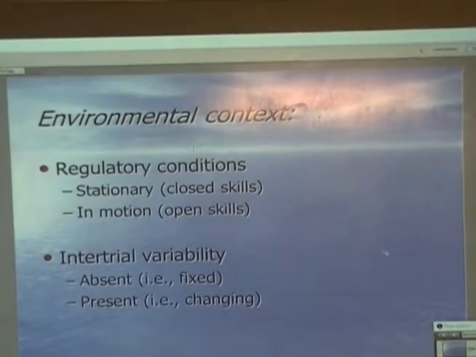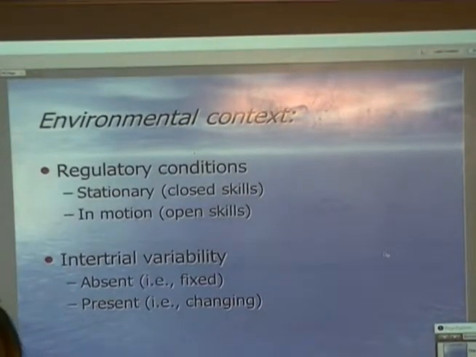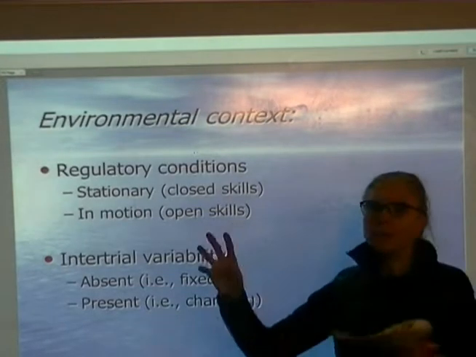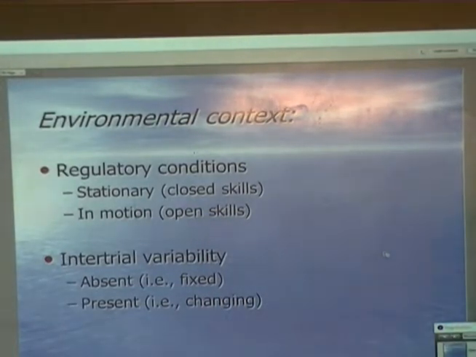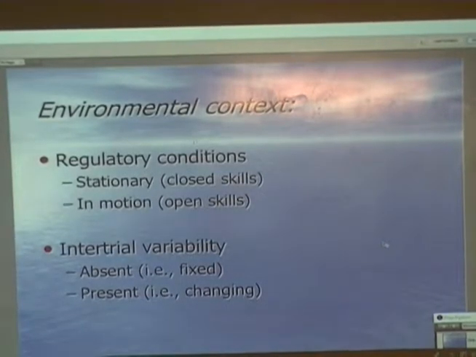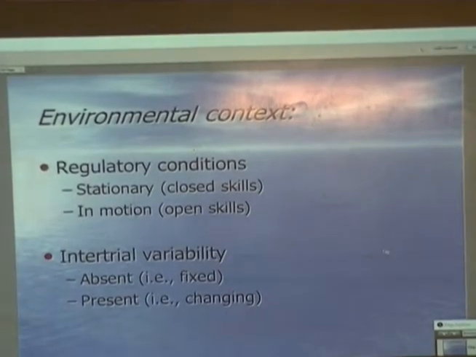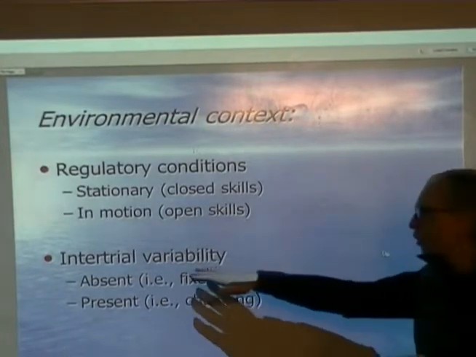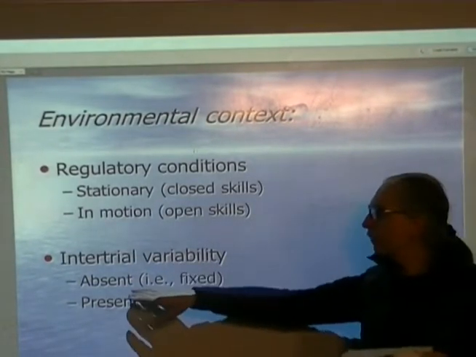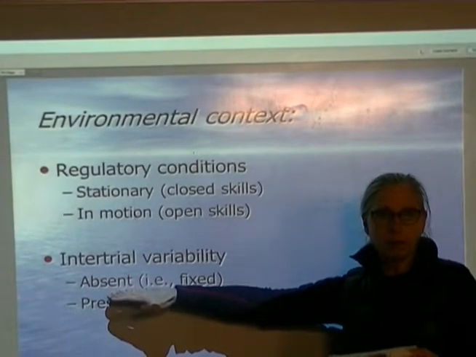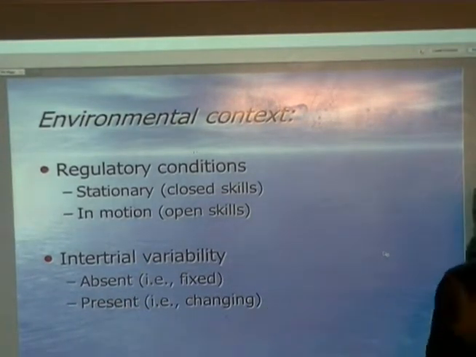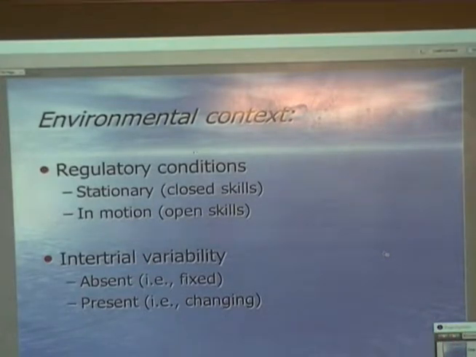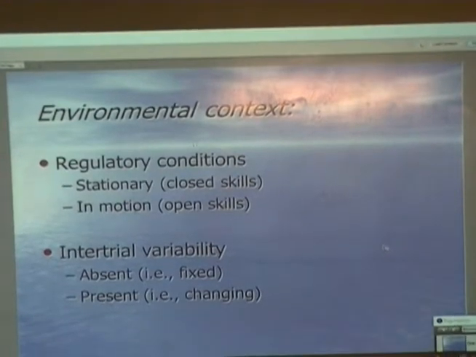The other environmental variable she wanted to look at was what's going on attempt to attempt to attempt, right? So each time I try it, what is happening in the environment? So she picked that variability was absent, so the environment was the same every time you do the skill. So if I am doing a cartwheel on the beam, a beam is a beam is a beam. The only thing that can change is, is it higher or lower?